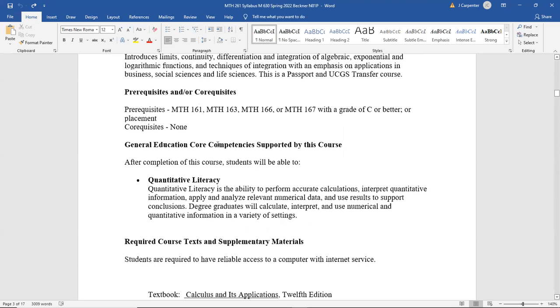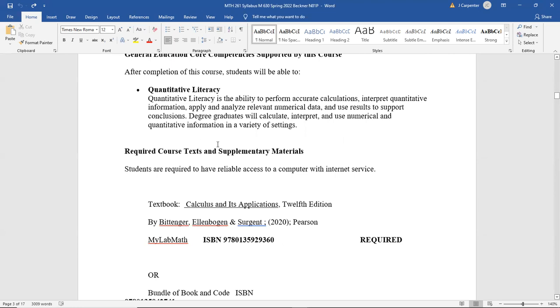Required course materials. You are going to need a computer with internet since we're Zooming. You are going to want to have a graphing calculator, or at least a really good scientific calculator. Graphing would be much better because we will let you use calculators here and there for tests. Maybe not every test, but definitely most of them.